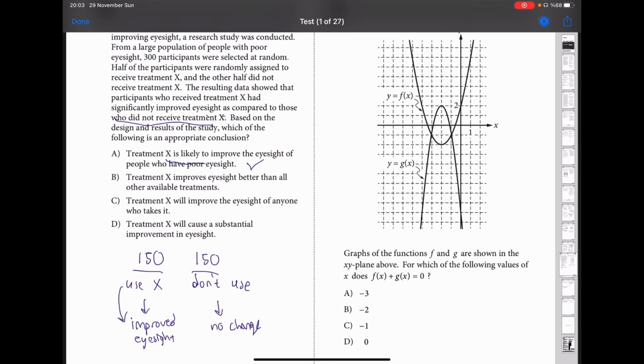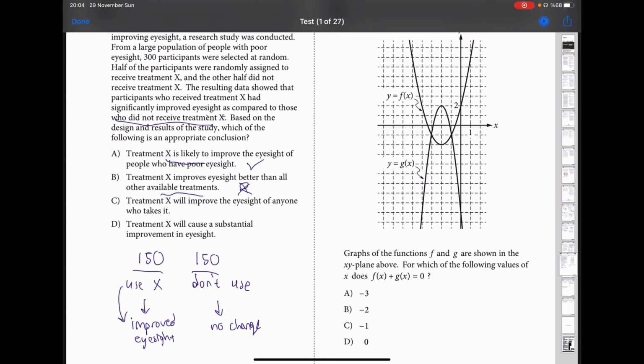Let's check the other choices. Treatment X improves eyesight better than all other available treatments. We cannot say something like that because we do not have other available treatments. We do not have anything about them, so no comment on this.